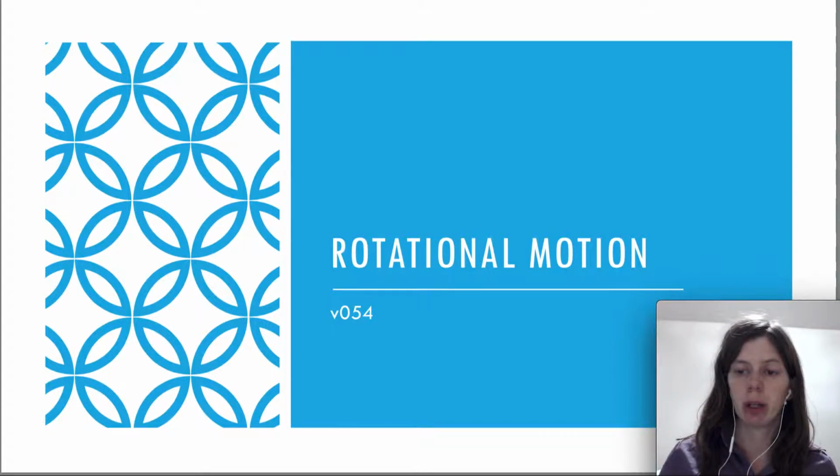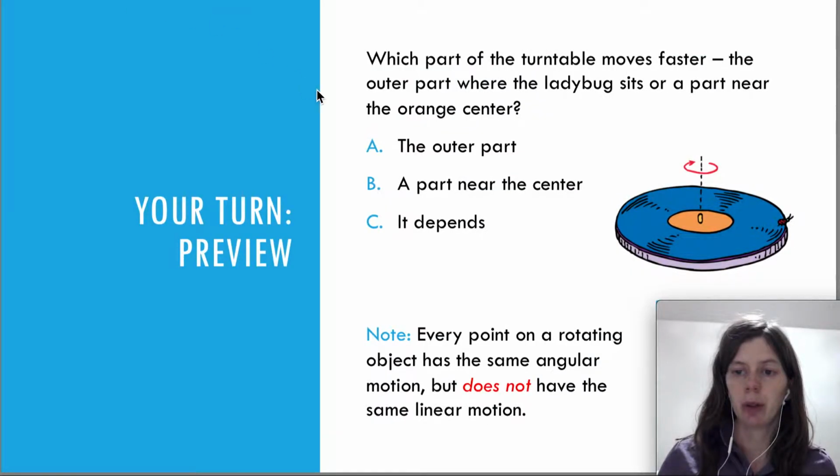So I'd like to start this topic off with a question. It says, which part of the turntable moves faster? The outer part where the ladybug sits, or a part near the orange center? When I asked this question in class, the class is always divided. Some people think that it moves faster on the outer part, and a very small number think that it's a part near the center, but that's not a possibility.